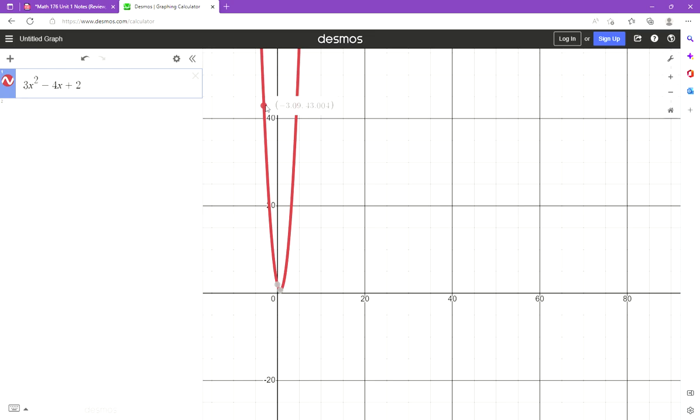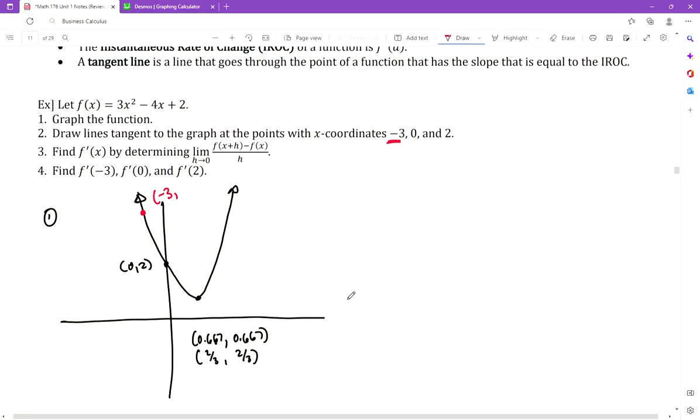So -3 and 41. That's way up high, so this is not to scale. But we can still draw a tangent line. A tangent line is just going to touch that curve right there the best you can. It would be something like that. So that's the tangent line when x is equal to -3.